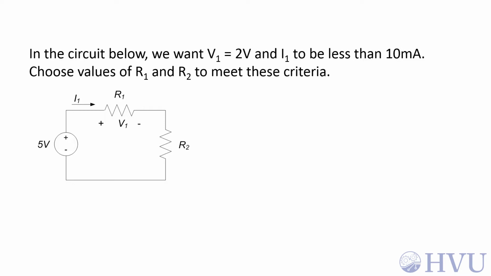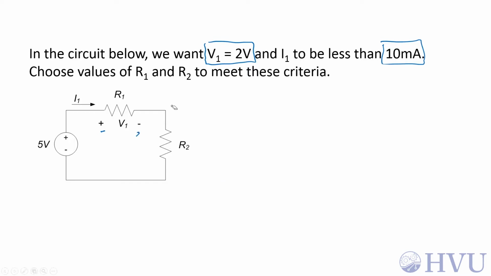Now this is kind of a design problem. We know what voltage we want. We want to have a 2-volt voltage drop with this polarity across this resistance, and we have a limitation on the current through that resistor. We want it to be less than 10 milliamps.